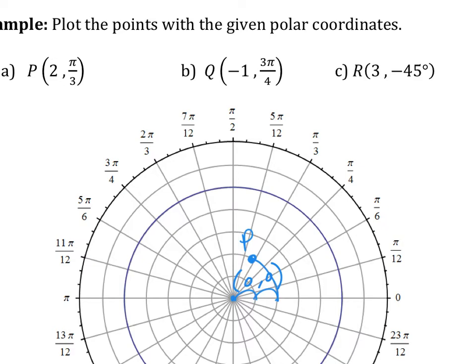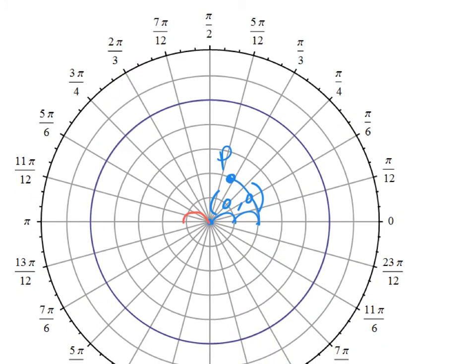Q is (-1, 3 pi over 4). -1 means go which direction? Left. Okay, -1 means 1 out, but we're going to go in the negative r direction. So we're here. And then 3 pi over 4. Is that a positive angle or a negative angle? Positive. So where do I turn to go positive angle? We're still going to go counterclockwise from here. So we're going to count 3 pi over 4 from here.